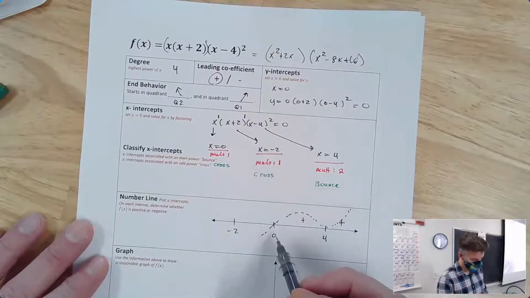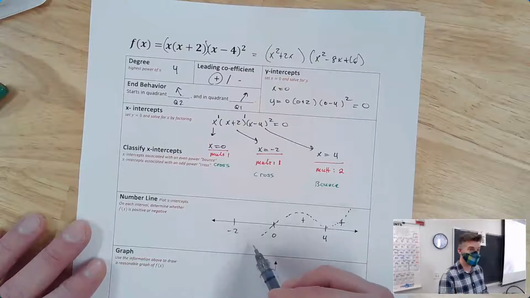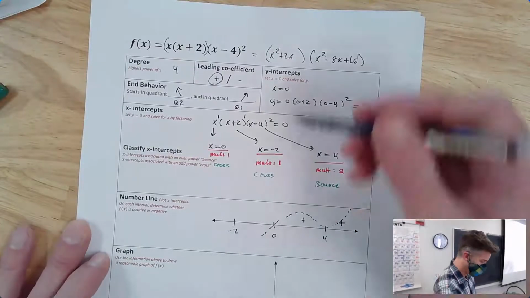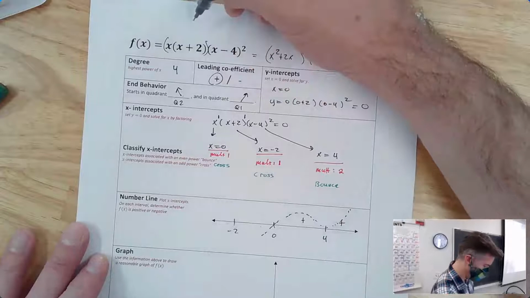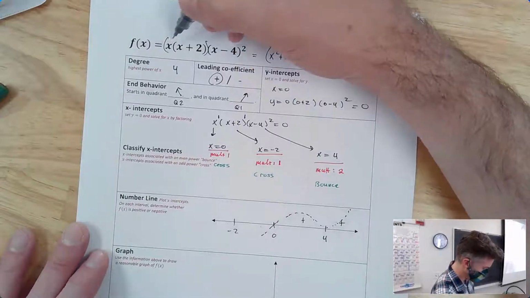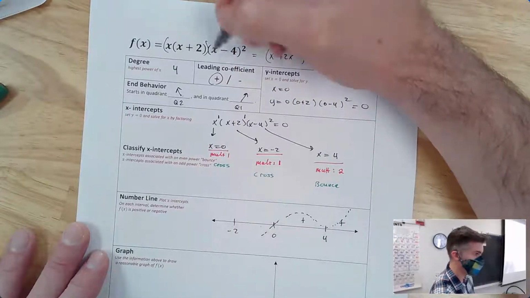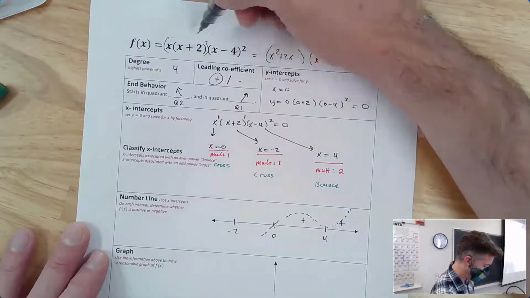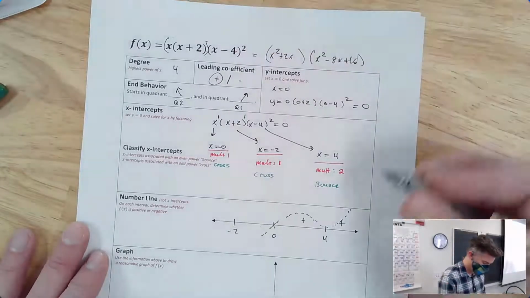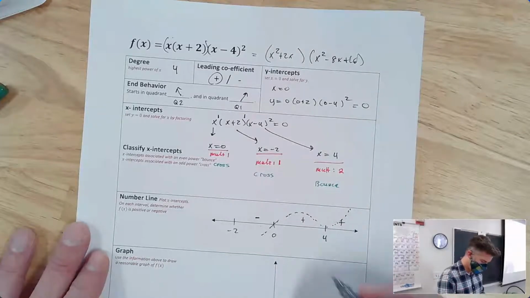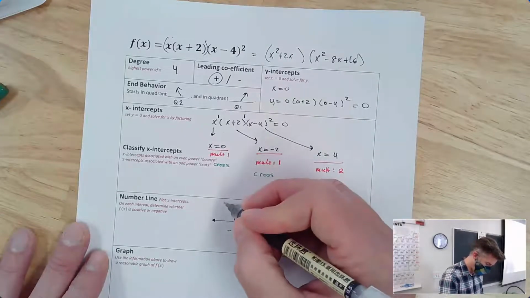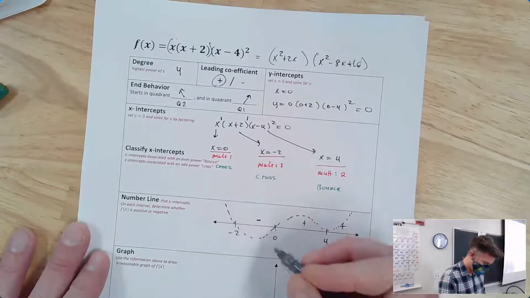Or you could pick something between 0 and -2, like -1. If you plug in -1, it's going to be -1 times -1 plus 2, which is positive, times something that is always positive because it's squared. So a negative times a positive is going to be negative overall. And then finally at -2, we also cross again. So it's going to be positive over here.